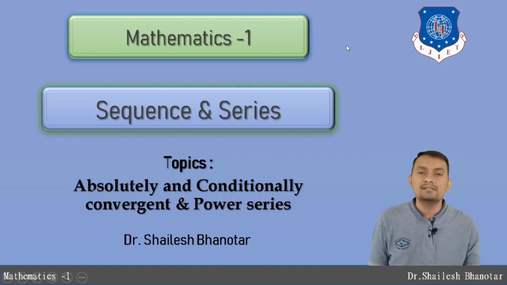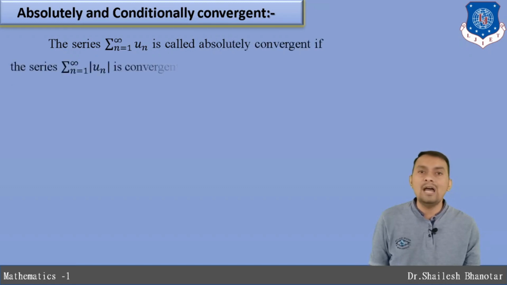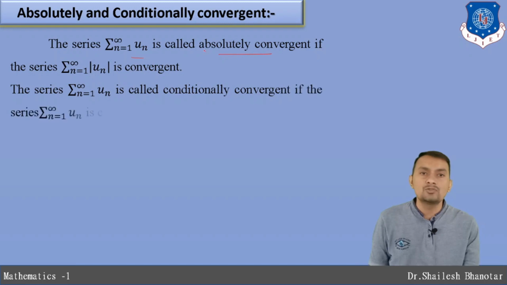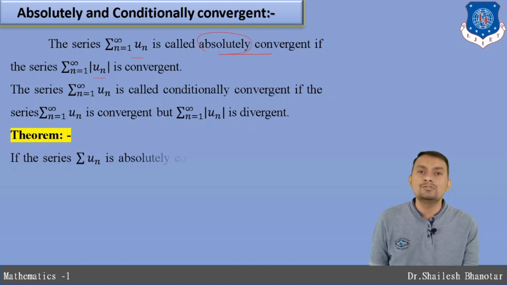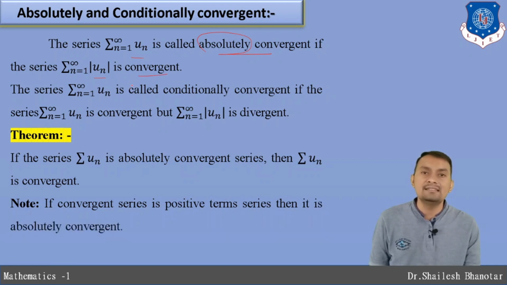Today we are going to discuss absolute and conditionally convergent series, and after that we will discuss power series. So let us first start with absolute and conditionally convergent. We can say that the given series is absolutely convergent if the series of the absolute values is convergent.